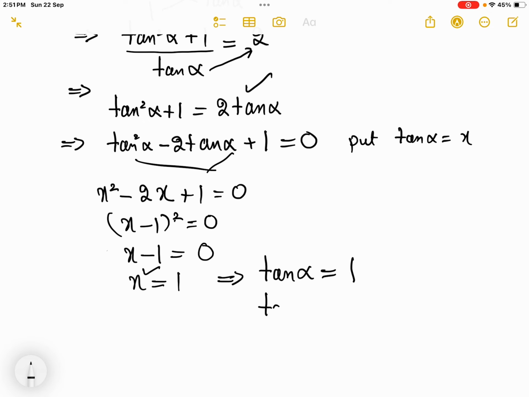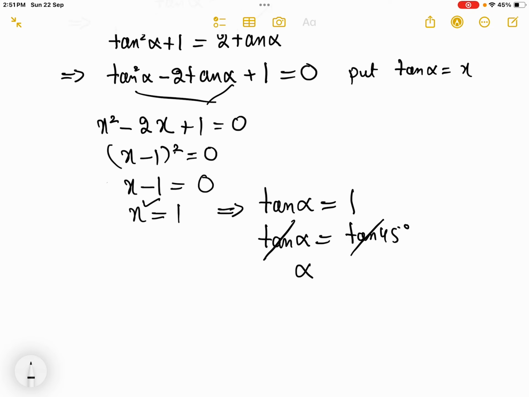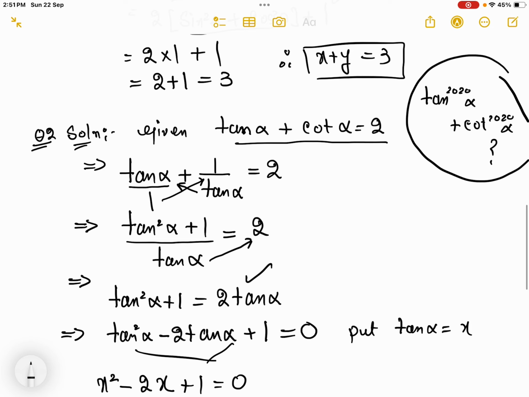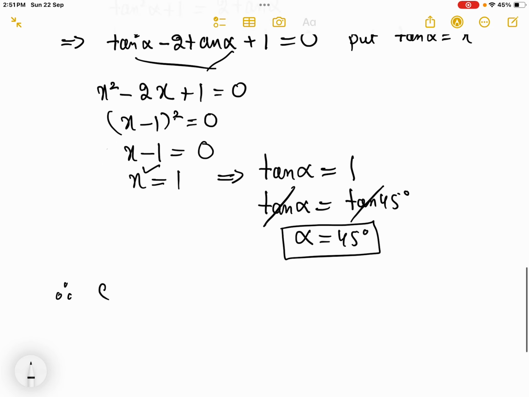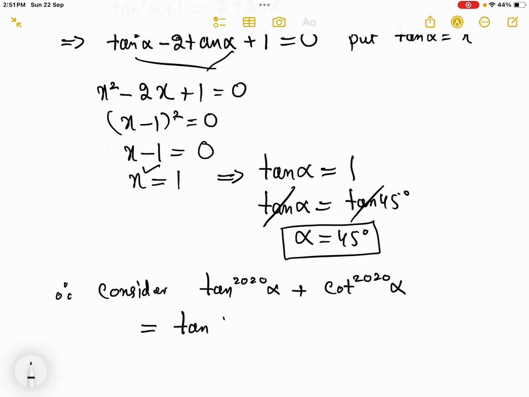Tan of which angle is 1? 45 degree. In place of 1, I will write tan 45 degree, because tan 45 degree is always 1. We can look from the table also that I have shown. So alpha is equivalent to 45 degree. So when alpha is equivalent to 45 degree, I will find the value of the expression which I have to find. Therefore consider tan power 2020 alpha plus cot power 2020 alpha. I will plug in the value of alpha that I have got. Alpha is 45 degree. So it will be tan power 2020 of 45 degree, cot power 2020 of 45 degree, because the value of alpha is 45.